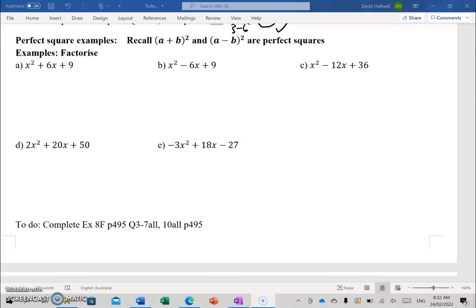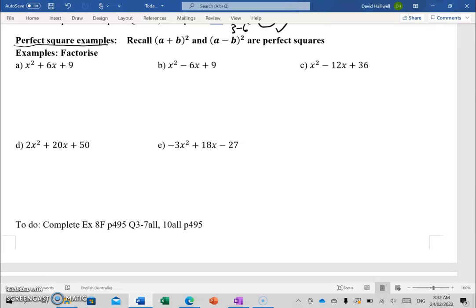Okay, last video, last lot of examples. I know it's been a lot of examples today, but this is a really important concept, so as many examples as we can write down as possible will help us out. So we're going to look at what we call perfect square examples.